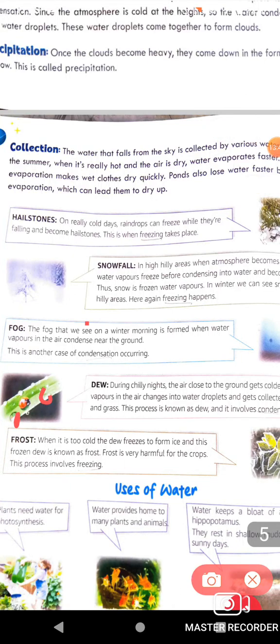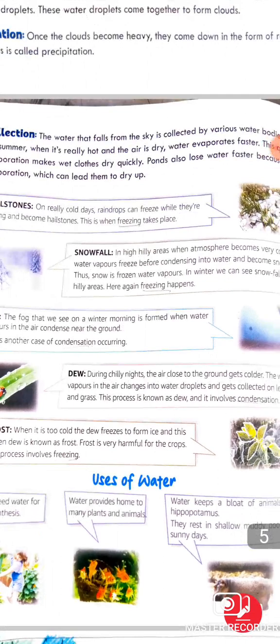So read it. During chilly nights, the air close to the ground gets colder. The water vapors in the air change into water droplets and get collected on leaves and grass. This process is known as dew, and it involves condensation.